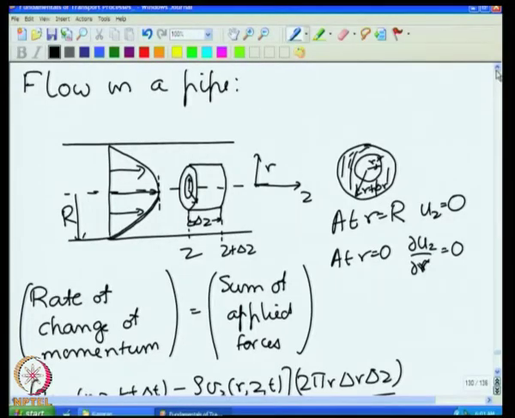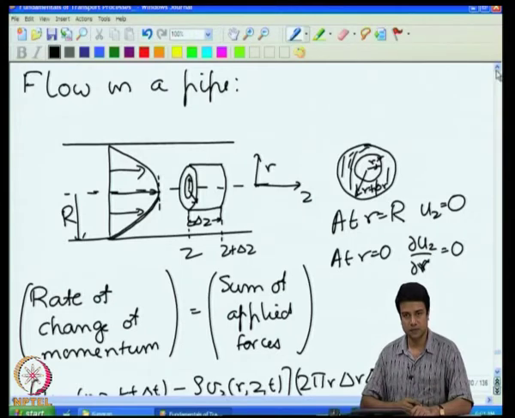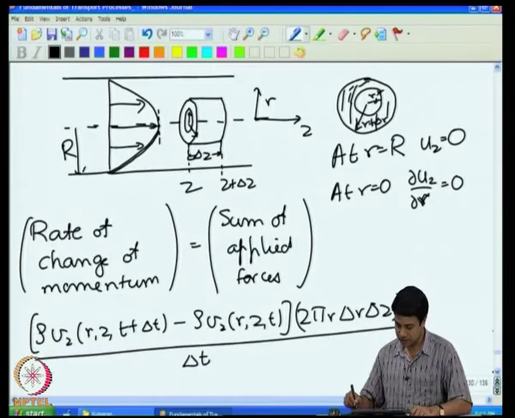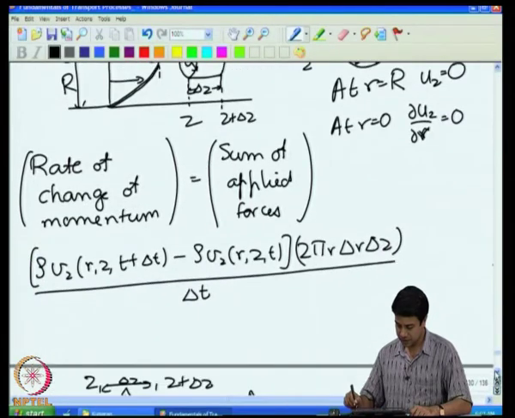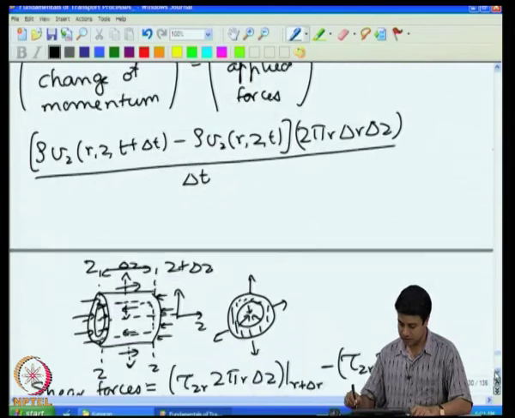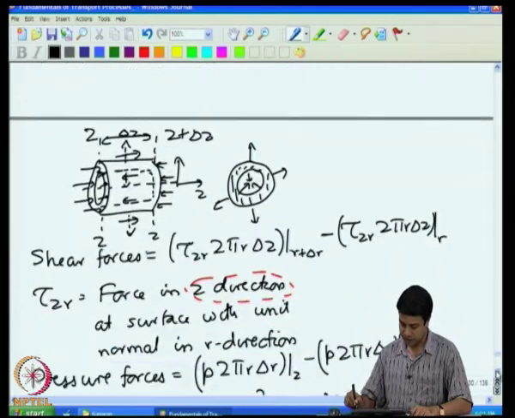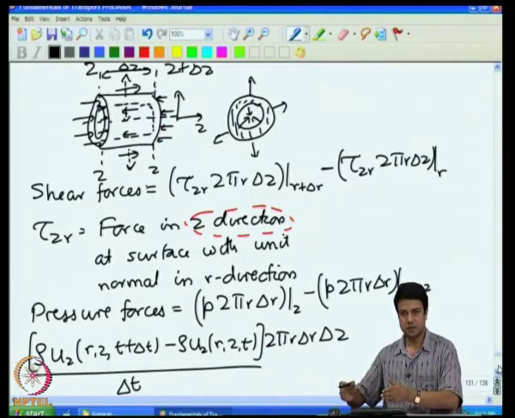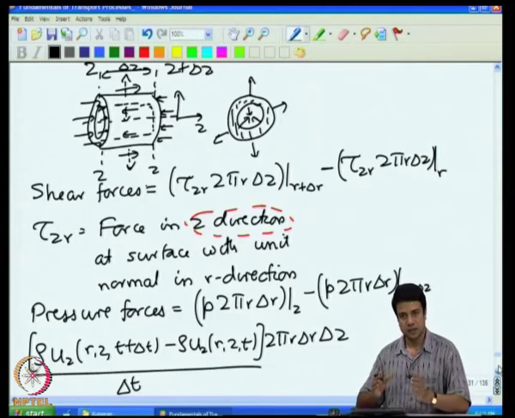We took a cylindrical differential volume. Momentum balance: rate of change of momentum is equal to the sum of the applied forces. And as I said, there is a pressure gradient down the length of this pipe. So, in addition to the shear stress acting on the surface of the pipe, one also has the pressure forces. As you go downstream, the pressure progressively decreases. That is what causes the flow. And this decrease in pressure basically results in the fluid flow.